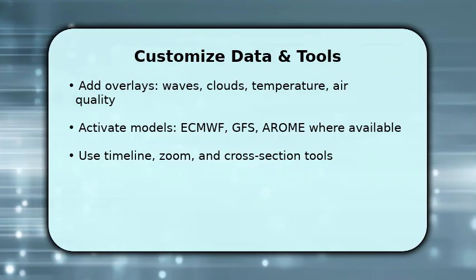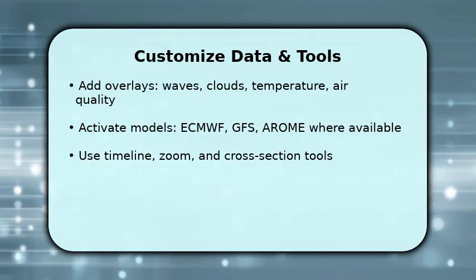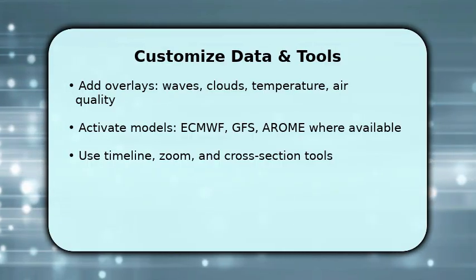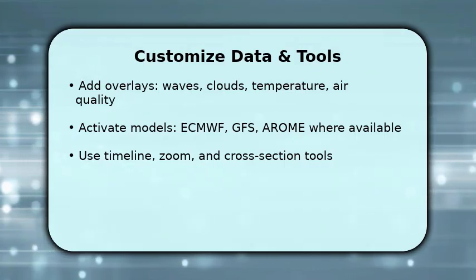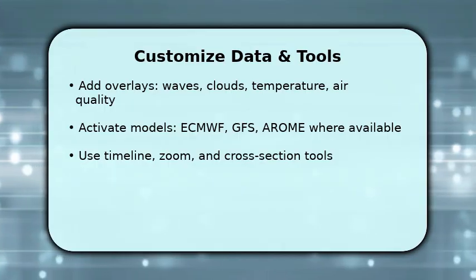Use the timeline at the bottom to scrub through forecasts and pinch to zoom into higher resolution areas. Finally, drag the cross-section or open the profile tool for vertical wind and temperature details. This explains how conditions change with height.